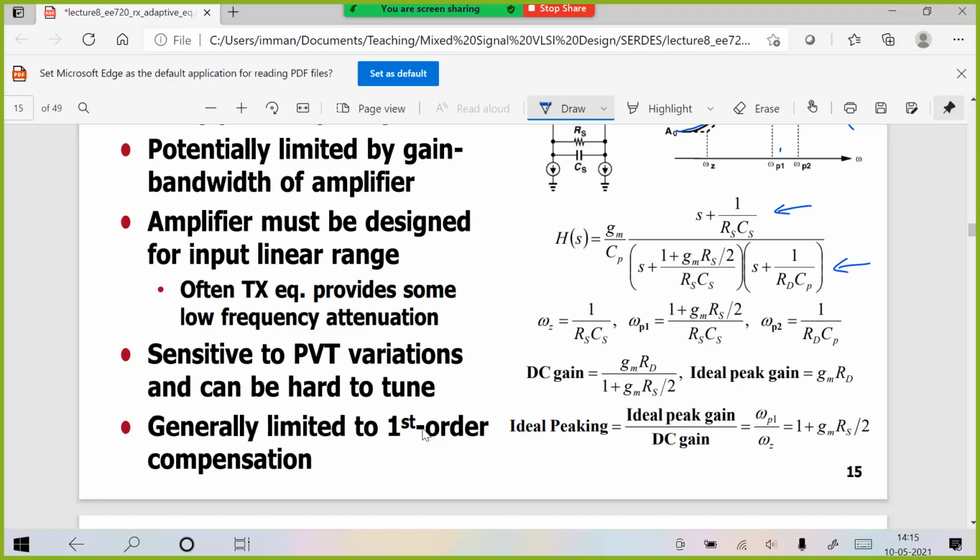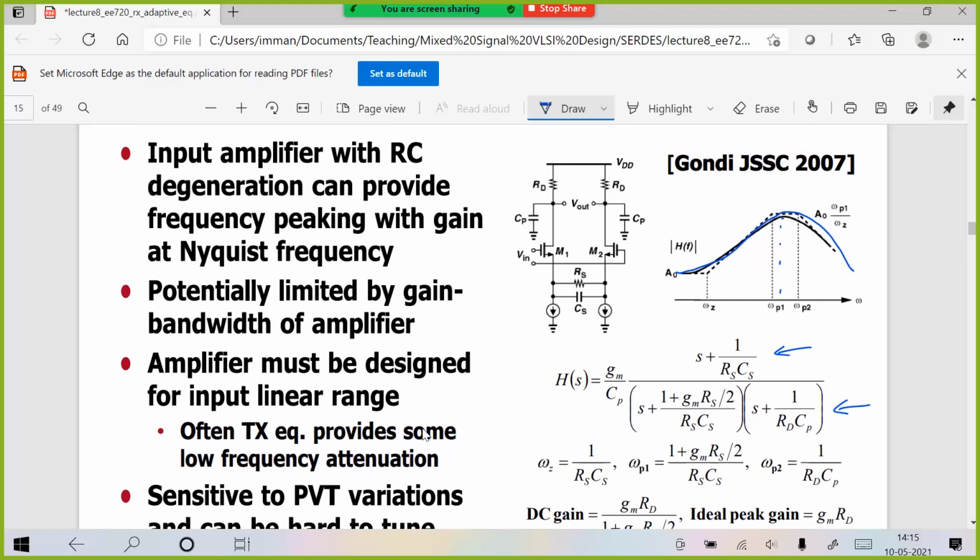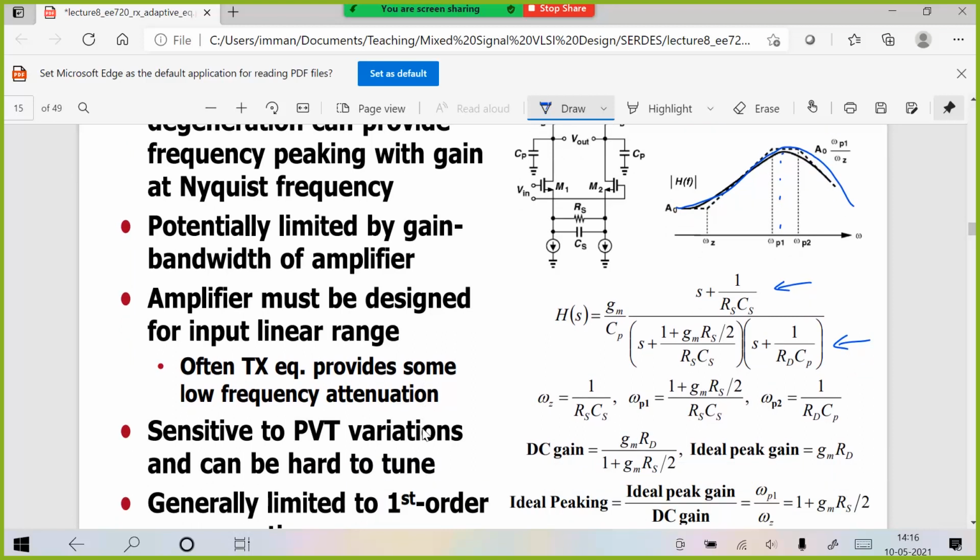Now this is also a linear equalizer. We will see what is a non-linear equalizer, and maybe then you will appreciate. This is basically a normal linear equalizer, and what it does is it provides peaking, and the advantage of this CTLE is that you don't need to put any inductor here. Otherwise, if you want to have a kind of a bandpass response, you usually have to use an inductor. But just by using a transistor, you can set the value of the zeros and the poles by tweaking RSCS, RD and GM, right? And of course RDCD will determine the second pole.